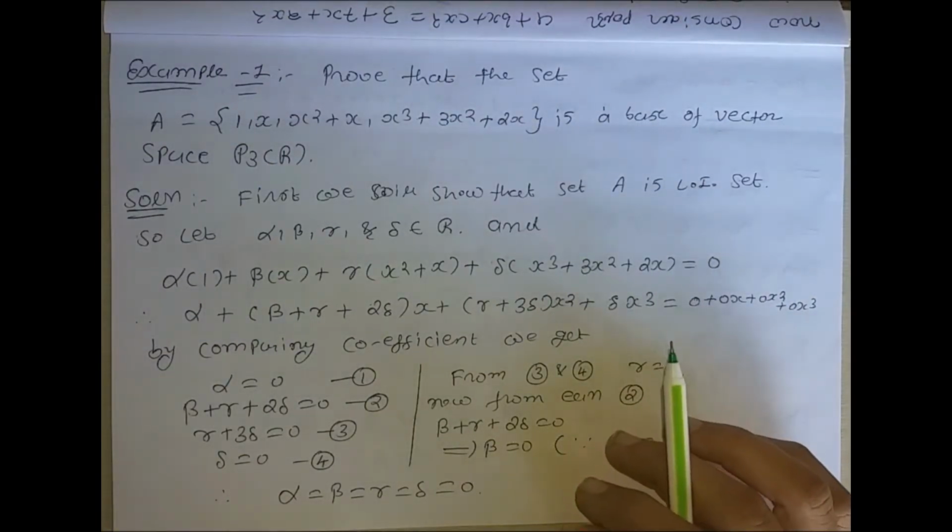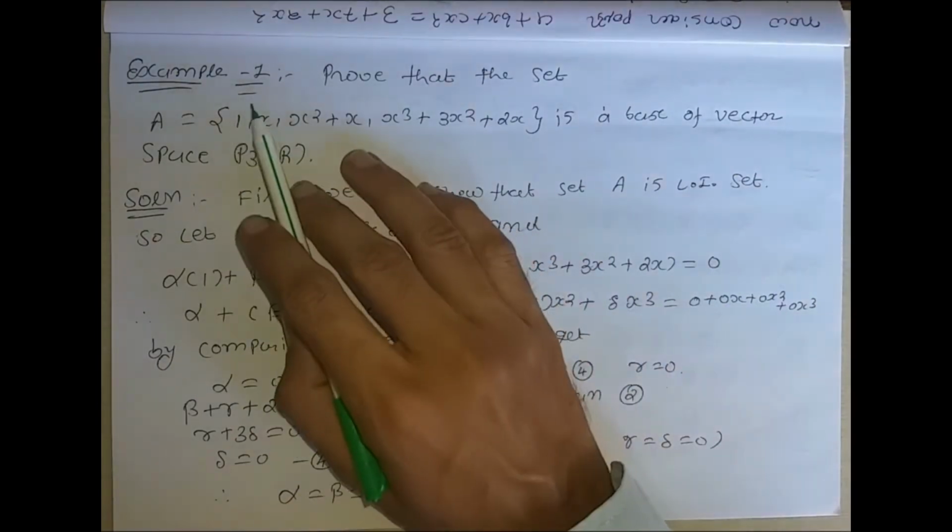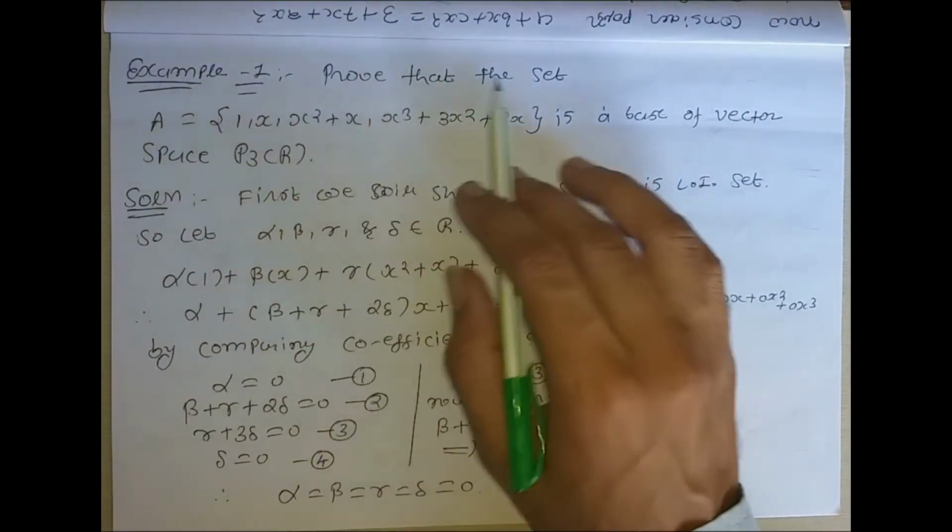Now we will discuss the examples related to polynomial space, in which we will show that there is some set which forms the basis of the polynomial set, as well as how we extend some linearly independent set to form the basis of the polynomial space. So example number 1 is, prove that the set A.